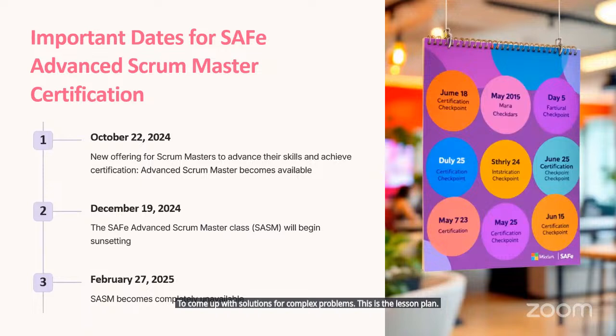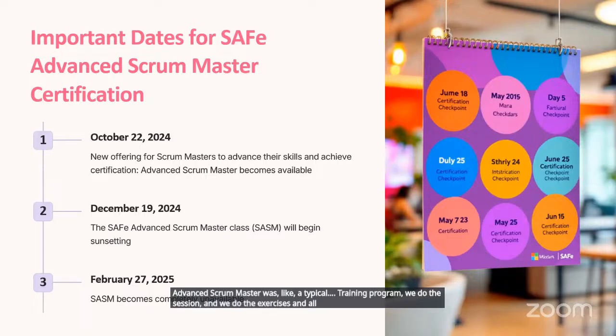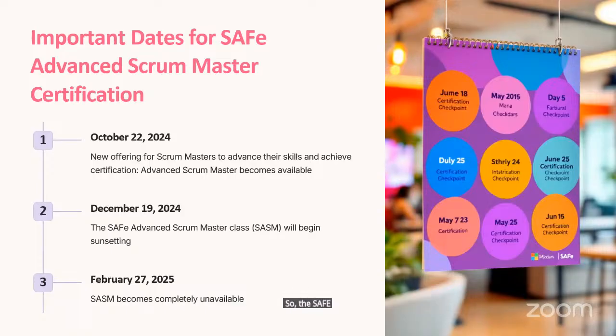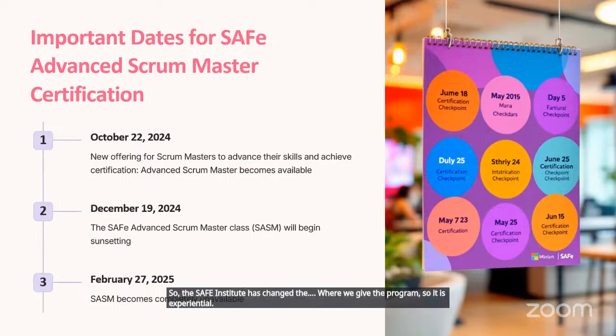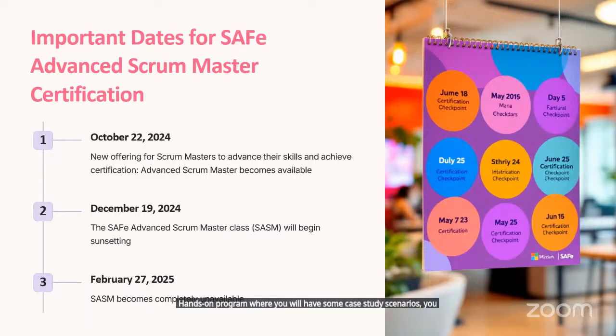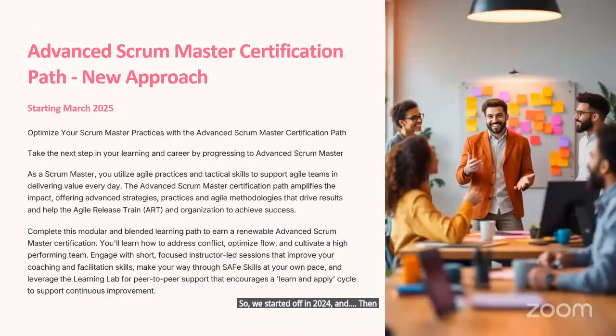An important thing which all of you should know here is that earlier the SAFe Advanced Scrum Master was a typical training program. We do the session and we do the exercises, but then a major change happened. The SAFe Institute has changed the way we give the program. It is an experiential, hands-on program where you will have a case study scenario, you have to discuss and come up with your answers. That is why these changes have taken place in the SAFe Advanced Scrum Master certification. It was started off in 2024 and then the new changes have come.